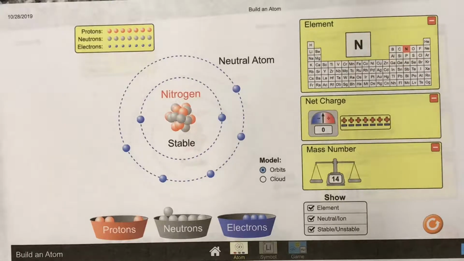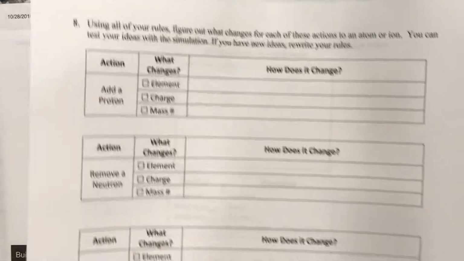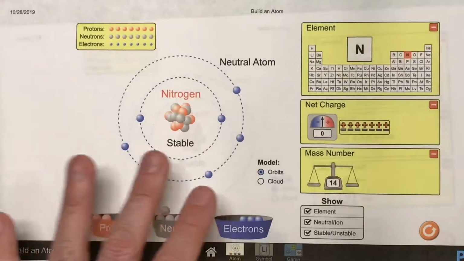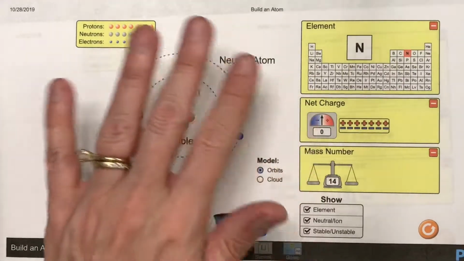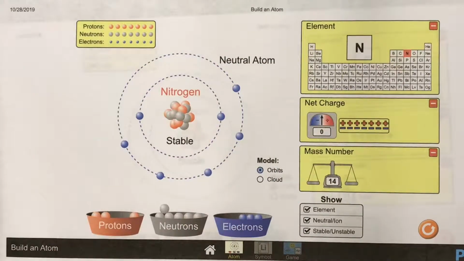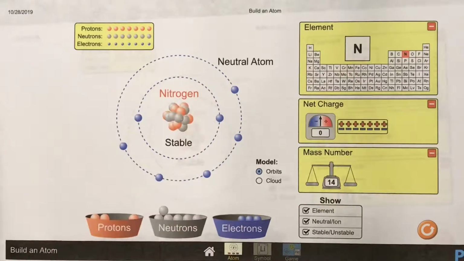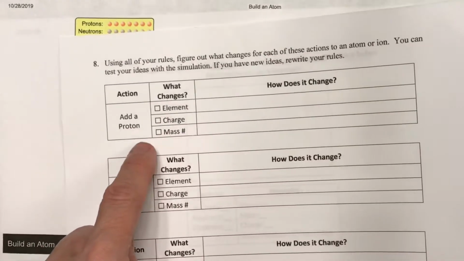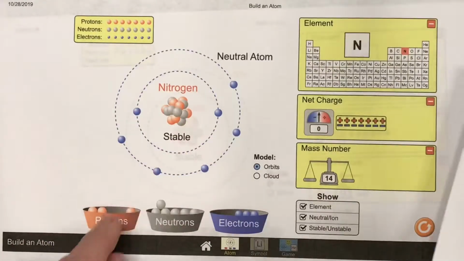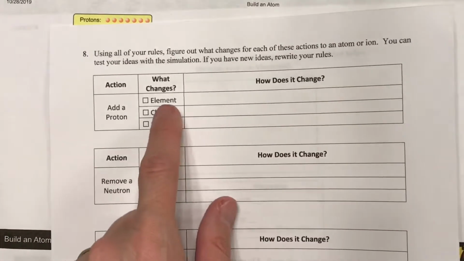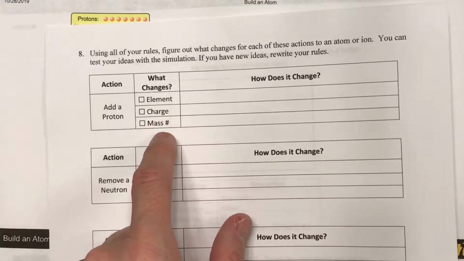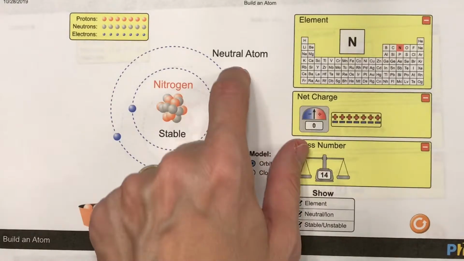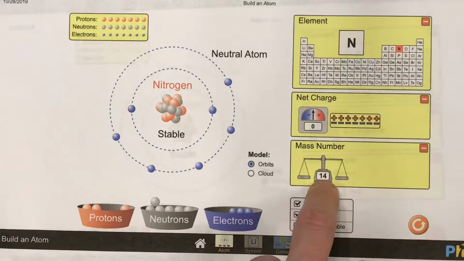And then the last page that you absolutely need to do is this one. Here is how you handle this. Build yourself an atom, a neutral atom. It doesn't matter what it is. You can even build this one if you want to. Then use this to do this. This says add a proton. So you'll build this, add a proton, tell me, does the element change, the charge change, and the mass number change? There's the element, that tells you the charge, and the mass number is right here.